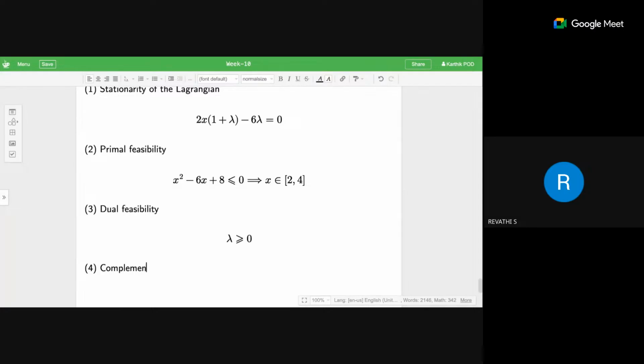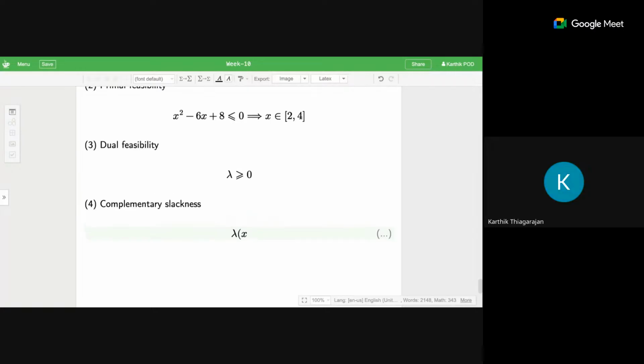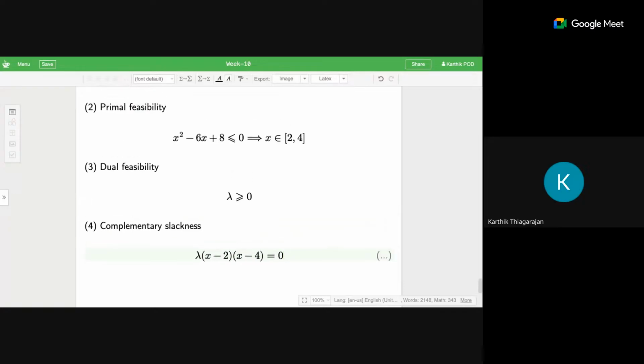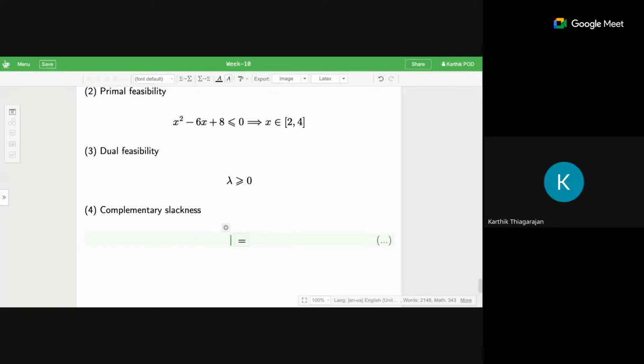Complementary slackness. Complementary slackness tells us that lambda into g of x should be 0. Lambda into x square minus 6x plus 8, I'll rewrite it as x minus 2 into x minus 4. So these are the 4 things that KKT gives us. KKT is giving us these 4 packets of information. The most useful seems to be the third part, the complementary slackness in this case.